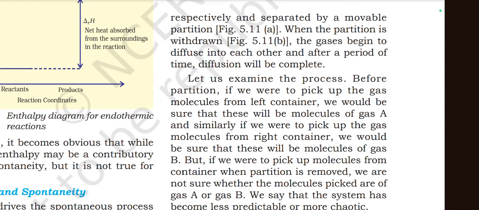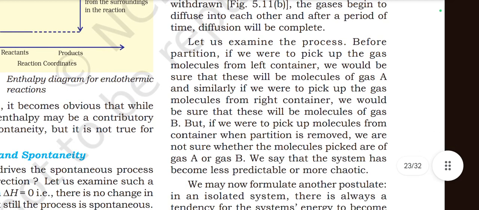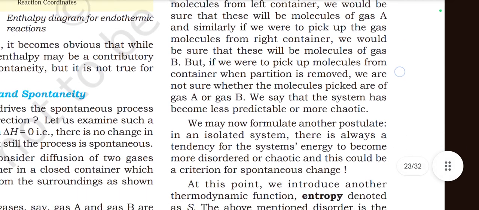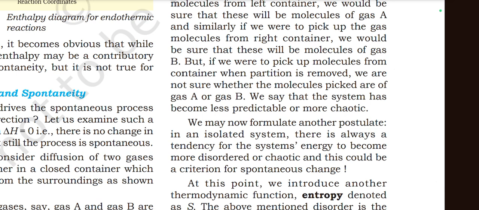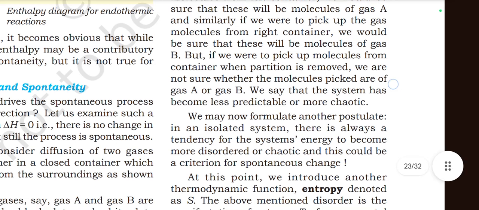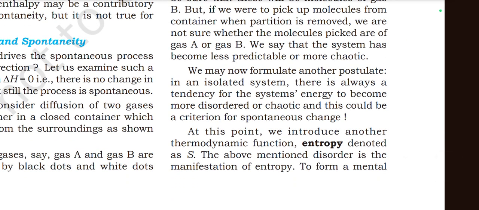When the partition is drawn, the gases begin to diffuse into each other, and after a period of time, diffusion will be complete. Let us examine the process before the partition is removed. If we were to pick up gas molecules from the left container, we should be sure that these will be molecules of gas A, and similarly, if we were to pick up gas molecules from the right container, we should be sure that these were molecules of gas B. But if we were to pick up molecules from the container when the partition is removed, we would not be sure whether the molecules picked are of gas A or gas B. We say that the system has become less predictable or more chaotic.